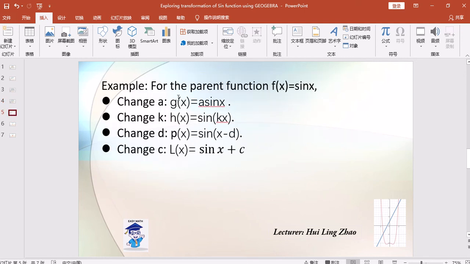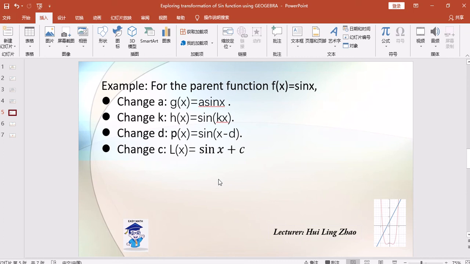For example, we change a, k, d, c one by one. Use the sin function f(x) = sin x. If you change a, you get g(x) = a times sin x. If you change k, you get h(x) = sin kx, where kx is the whole angle. Change d, p(x) = sin(x - d). Change c, the function becomes f(x) = sin x + c.